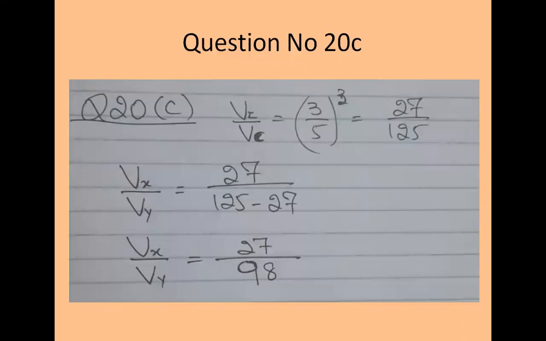First of all, I will find the volume of X divided by the volume of C. Because they are similar, both are cones, that will be 3 by 5 whole cube, that will be 27 divided by 125. 3 cube is 27, 5 cube is 125. Now, if you want to find out the ratio of volume X to volume Y, volume X will be 27, and volume Y will be the difference between these two. From the total cone, if you subtract the X cone, the remaining will be what we call the frustum. That is from the big cone, subtract the small cone. So 125 minus 27, and that will be 27 by 98.